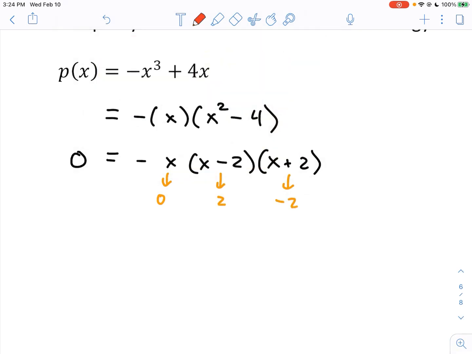Next thing is look to the exponents. This is x to the 1. There's a 1 here and there's 1 there. So these all have multiplicity 1. 1 is an odd number, which means that the graph is going to cross the x-axis at these 3 locations.